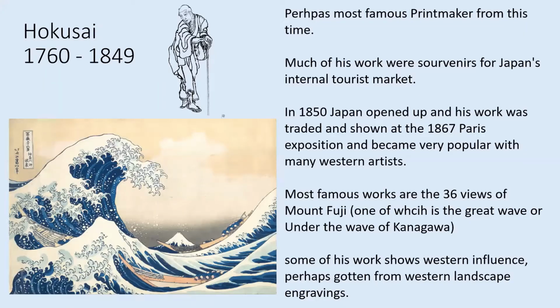So now we're going to talk about perhaps the most famous printmaker from the Edo period, which is Hokusai, who painted this, he carved this picture here, which we know as the Great Wave, which is in fact called Under the Wave of Kanagawa, which I didn't know. And I actually learned something really interesting in this.